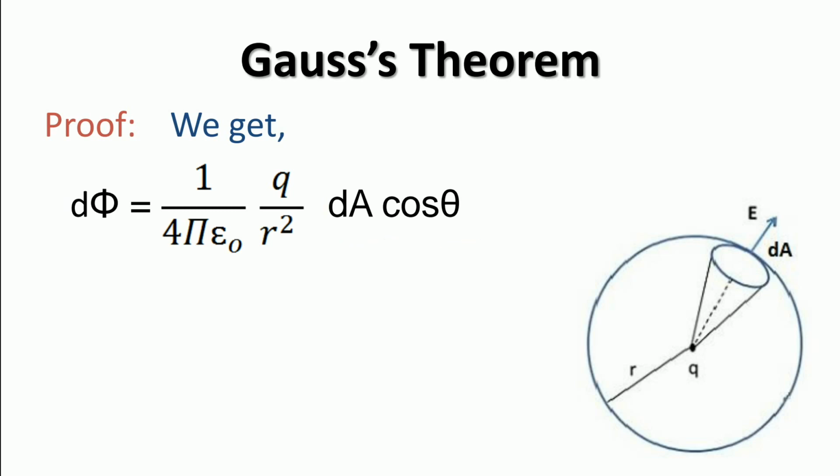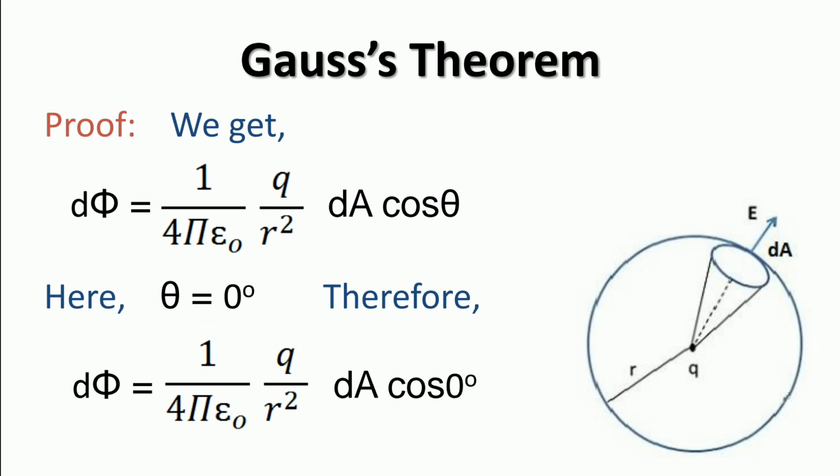Here you can watch the direction of the area vector and the direction of the electric field. Both are the same, or we can say both are parallel. When these both are parallel, the angle between the electric field and the area vector will be 0. So we can see here theta is equal to 0.